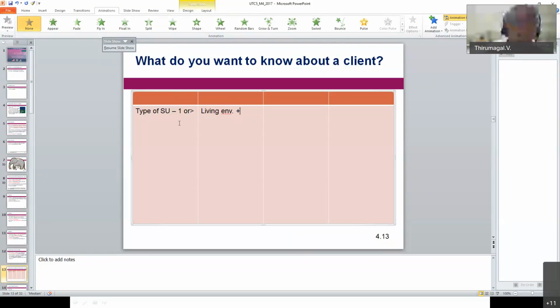Resource capital? I can't hear you, sir. To assess his resources, very good. So you want to know about the resources of the client. What kind of resources do you want to know about him, sir? Go ahead. Good, good, good. We're making good progress. Go ahead. Recovery resources. Like what, sir? His family supportiveness, family support.